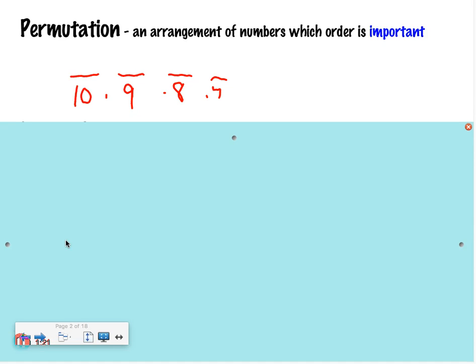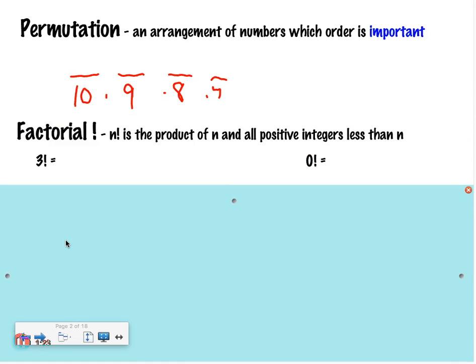Isn't that fun? Okay, the next thing we need to talk about is a factorial. I think some of you might have seen this before, that little exclamation mark on your calculator. That's a factorial symbol. What that means is you take the product of the number and all the numbers less than it. If I want to find 3 factorial, that's all you're doing: 3 times 2 times 1.